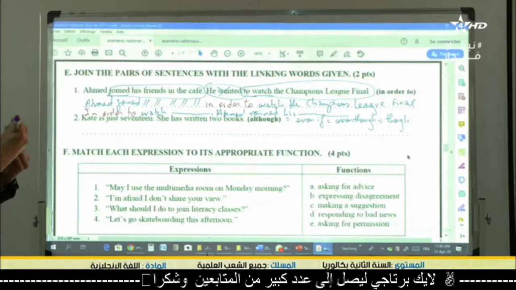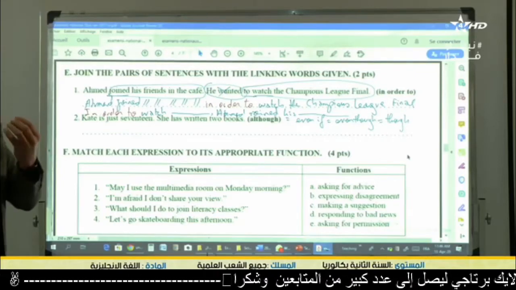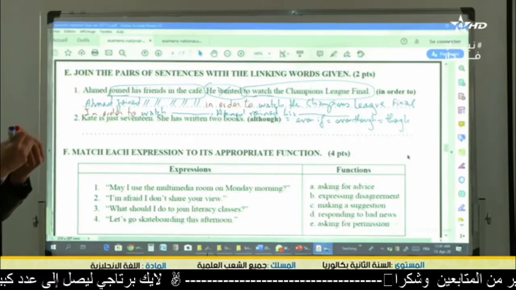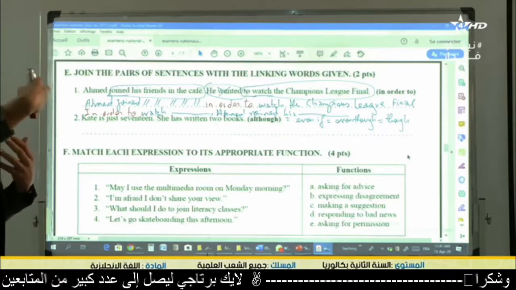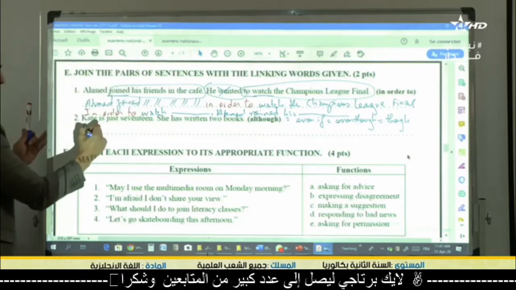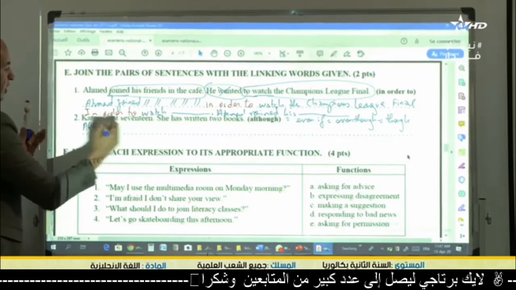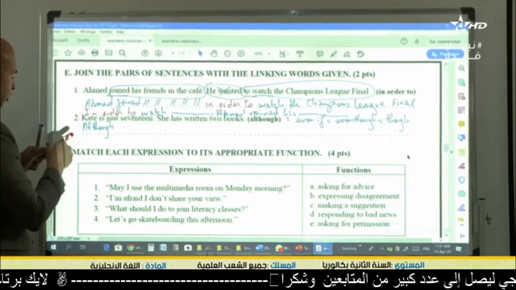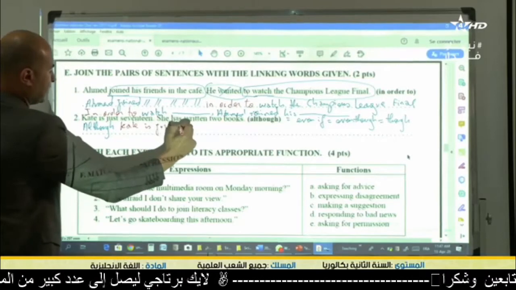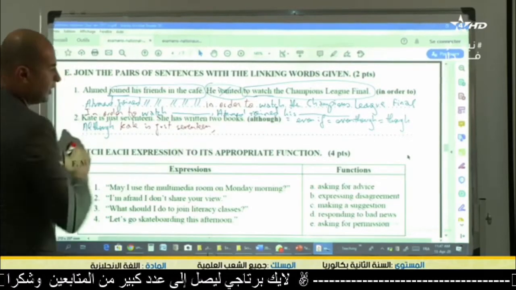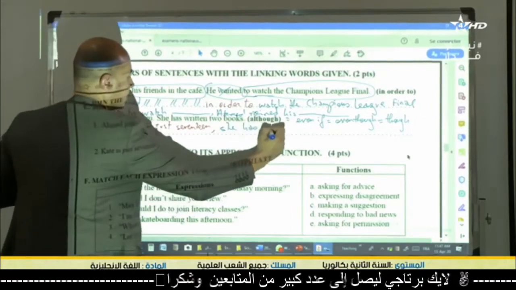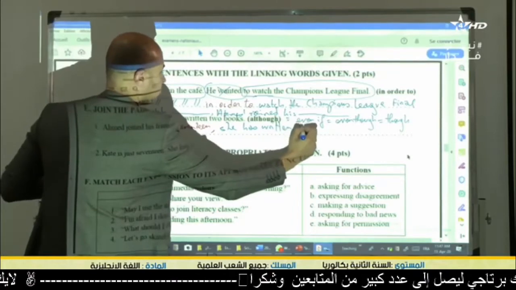Okay? So we want to express a kind of an unexpected result, because normally when you are 17, you don't write books. You write books after a certain age. So we're going to say, for example here, although, even if, although Kate is just 17, comma, although she's 17, she has written 2 books.